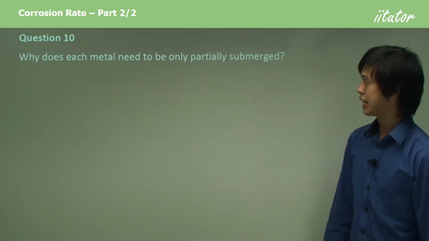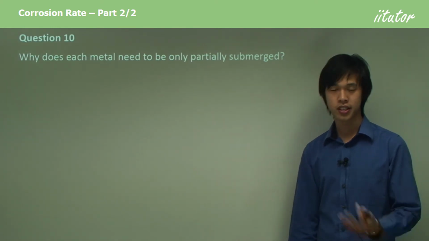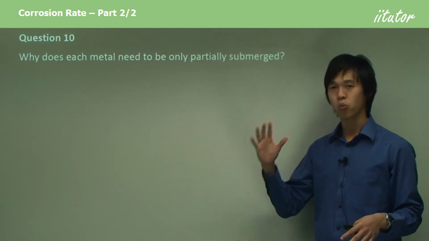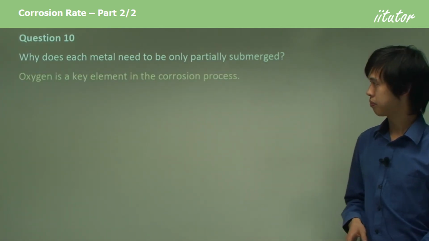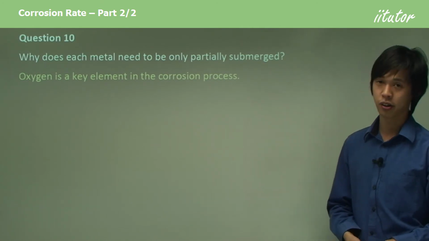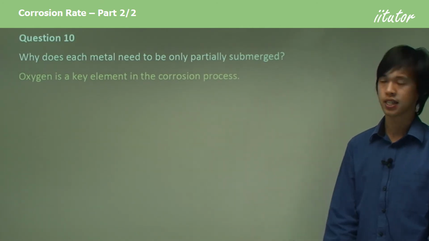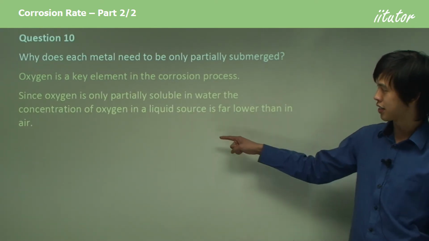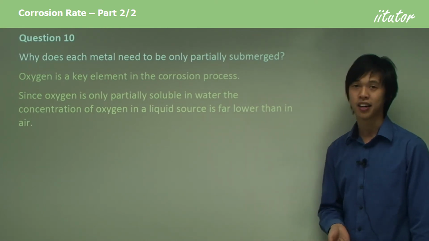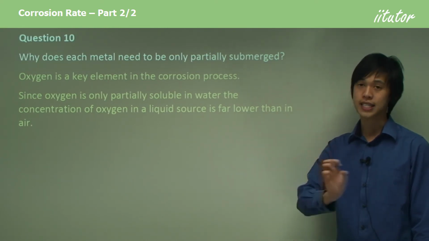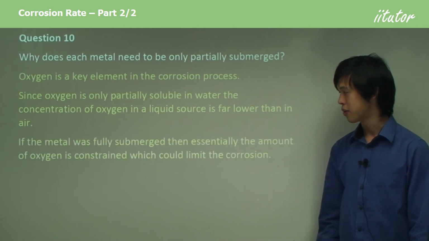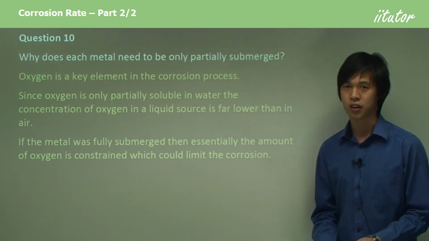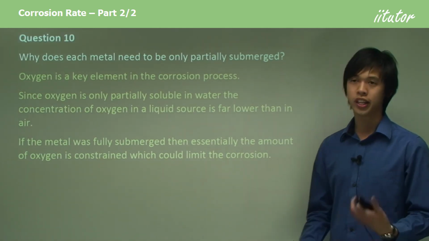Why does each metal need to be only partially submerged? So I made a point of this as I went through this lesson, that the metal has to only be partially submerged. So now we're going to figure out why is that. Okay? So oxygen is a key element in the corrosion process, right? We know this from our previous studies. Now since oxygen is only partially soluble in water, the concentration of oxygen in a liquid source is far lower than in air. So the concentration of oxygen in water is less than in air. If the metal was fully submerged, then essentially the oxygen is constrained because only X amount of oxygen can be in the water at any one time, which could limit the rate of corrosion.